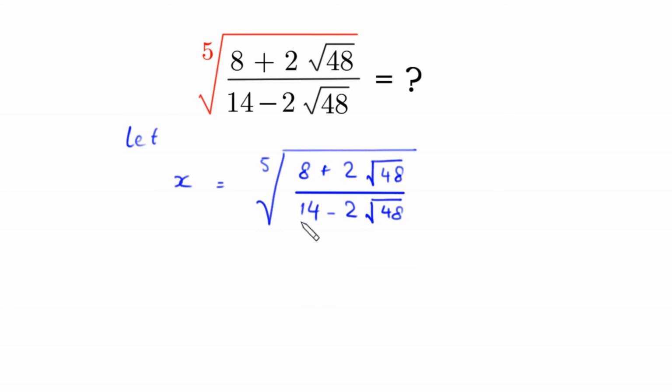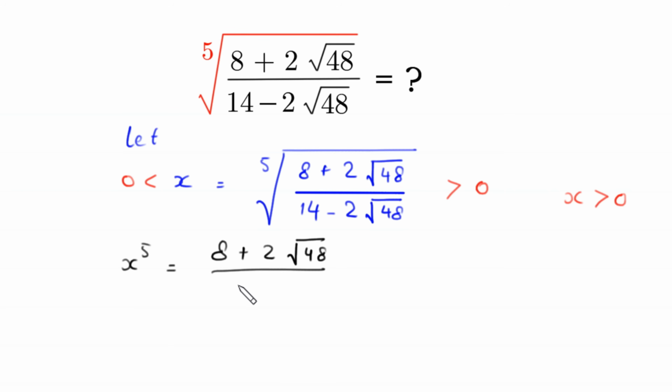Since the expression under the fifth root is greater than 0, x must be greater than 0. Any value less than 0 will be rejected. Now if we take the fifth power on both sides, then x to the power 5 will be equal to 8 plus 2 times root 48 divided by 14 minus 2 times root 48.